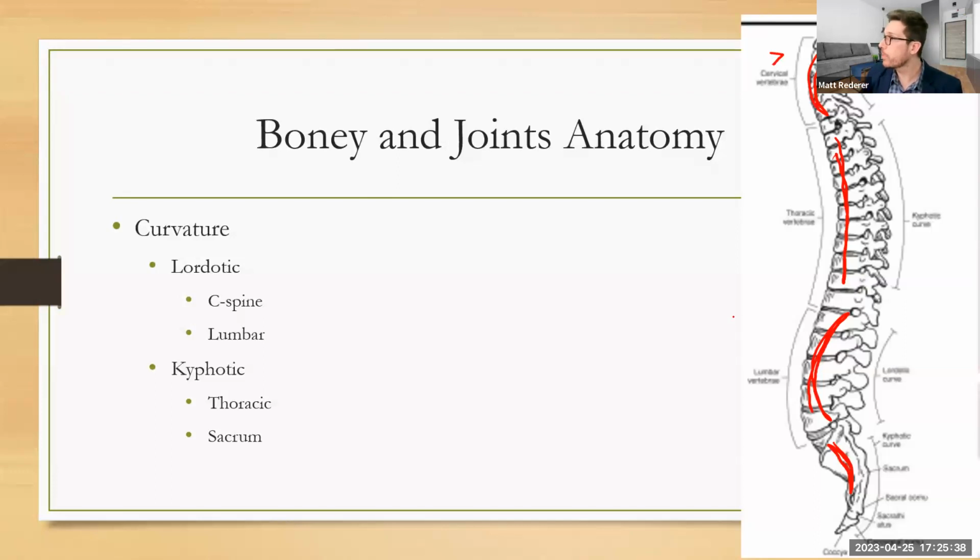All right. So we have the thoracic spine, and the thoracic spine has 12 vertebrae to it. The lumbar spine has 5 vertebrae to it. All right. The sacrum has 5 fused vertebrae.